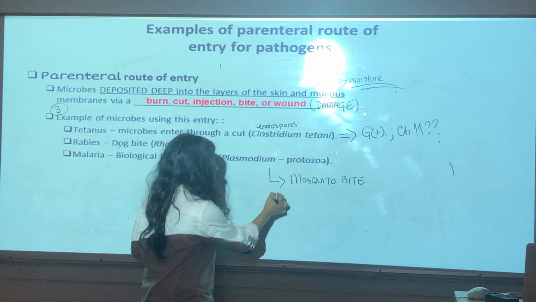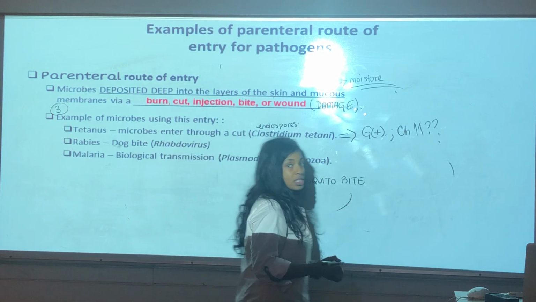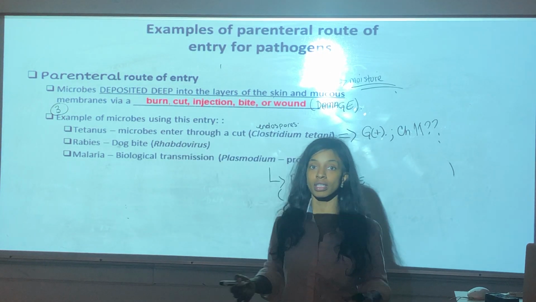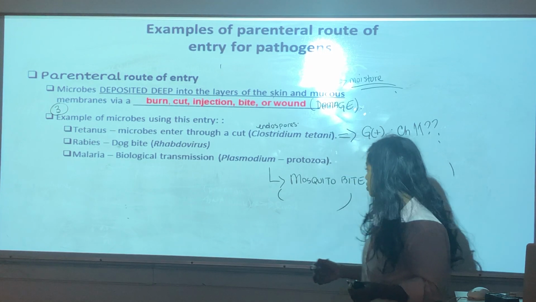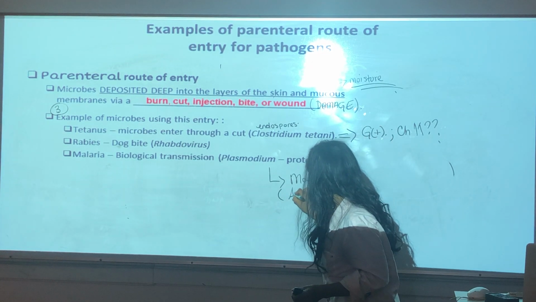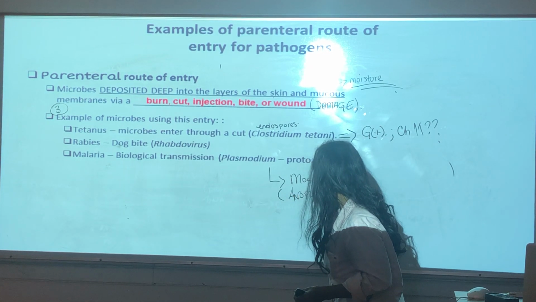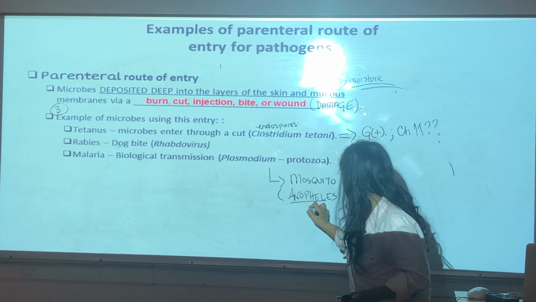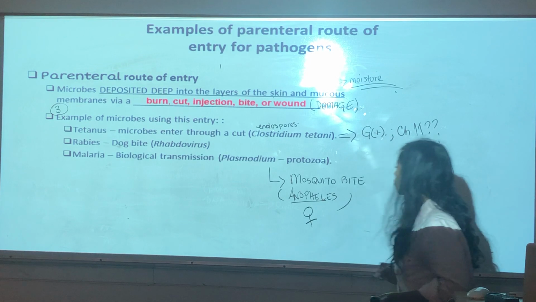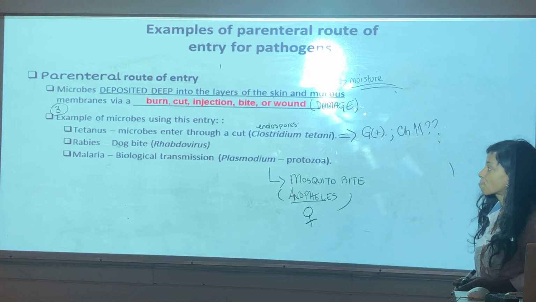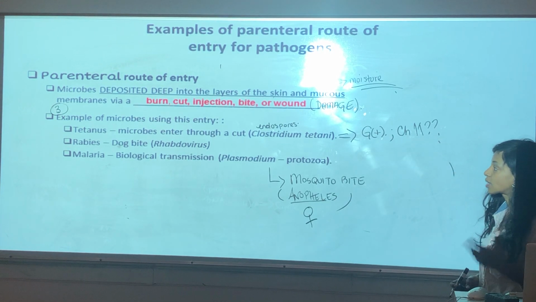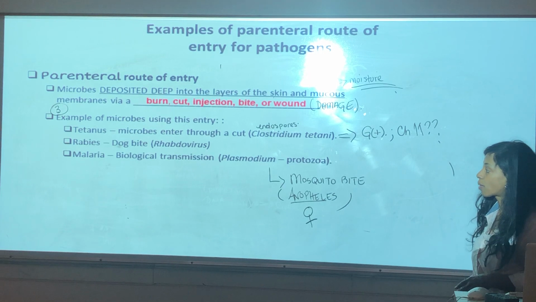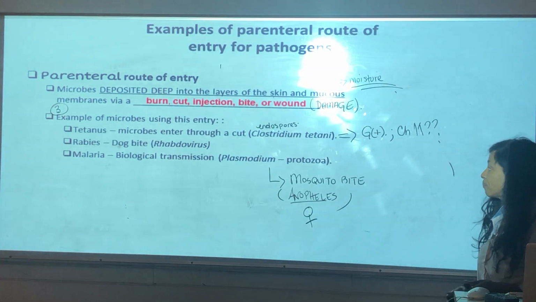All right, so what's the name of the mosquito? Is it male, female? These things you need to know. It's the female mosquito, and her name, Anopheles. That's the genus name, Anopheles. It's a female mosquito. That's the symbol for female. So these are different ways. Tetanus, again, a cut, and then the other 2 are bites, the mosquito bite that we have.